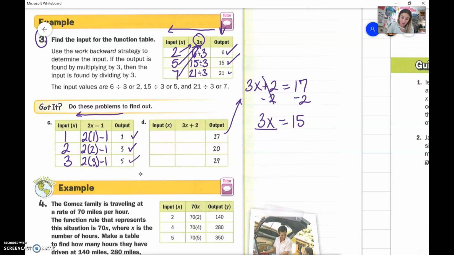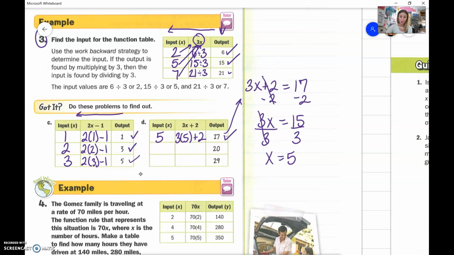I need to get that x by itself, so now we are going to divide by 3. 3 divided by 3 is 1x. 15 divided by 3 is 5, so we believe that the answer is 5. Let's check it. We're going to do 3 times 5 plus 2. 3 times 5 is 15. 15 plus 2 is 17.